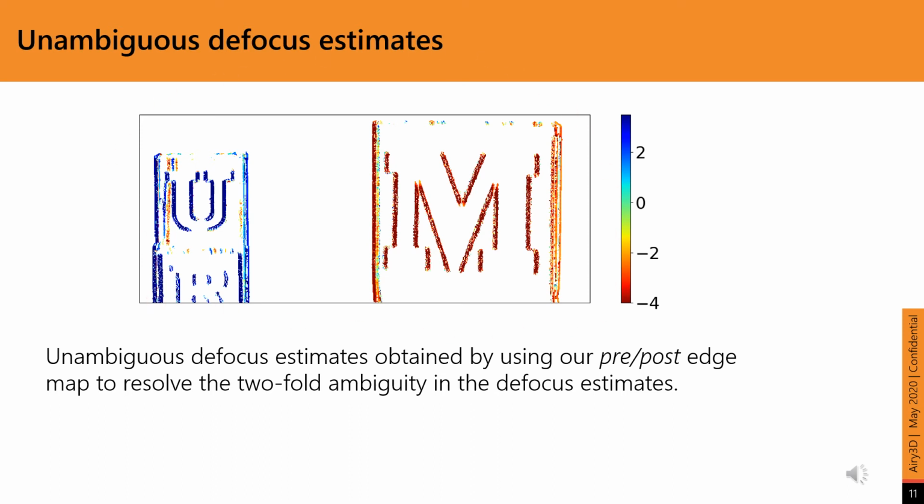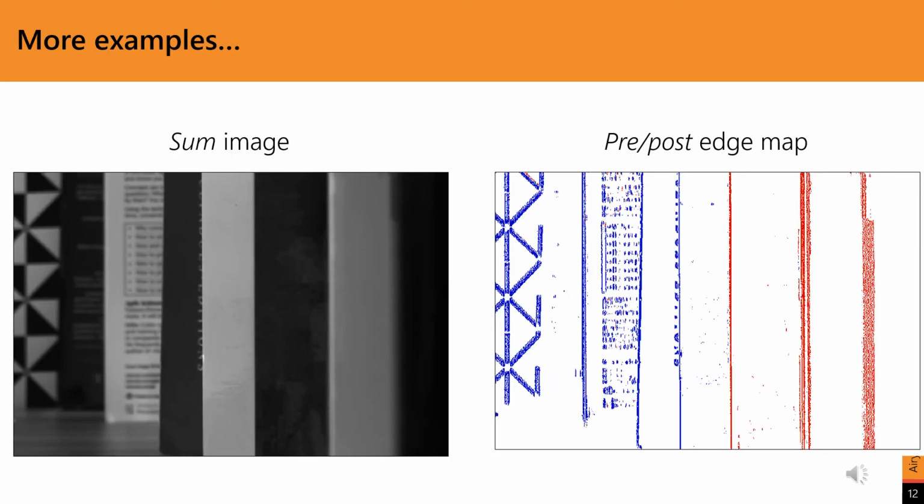We have some more interesting scenes in the next few slides. This scene is a stack of books at decreasing distances from left to right. The scene has mostly vertical edges. In the pre-post edge map to the right, we can see that the edges to the left are in the post-focus region and those to the right in pre-focus. Further, the focus is around here.